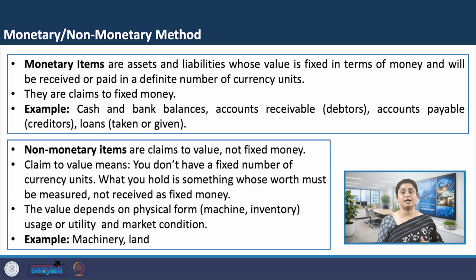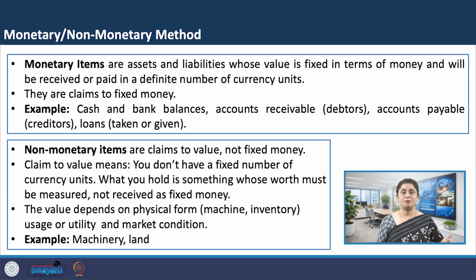Non-monetary items are claims to value, not fixed money. So I repeat, it is a claim to value. Now, claim to value means you do not have a fixed number of currency units. What you hold is something whose worth must be measured, not received as fixed money. Now, the value of that particular item depends on its physical form, whether it is machinery or inventory, usage or utility, market conditions.